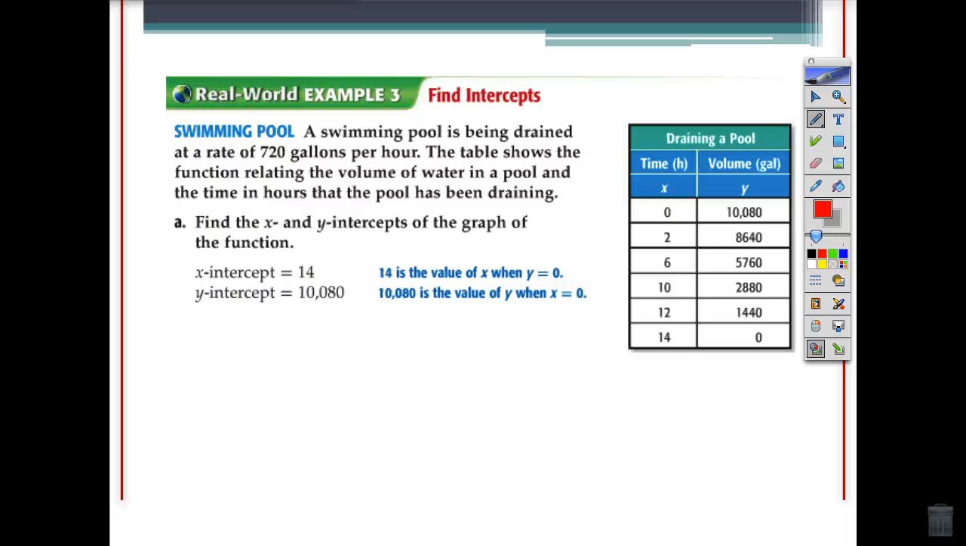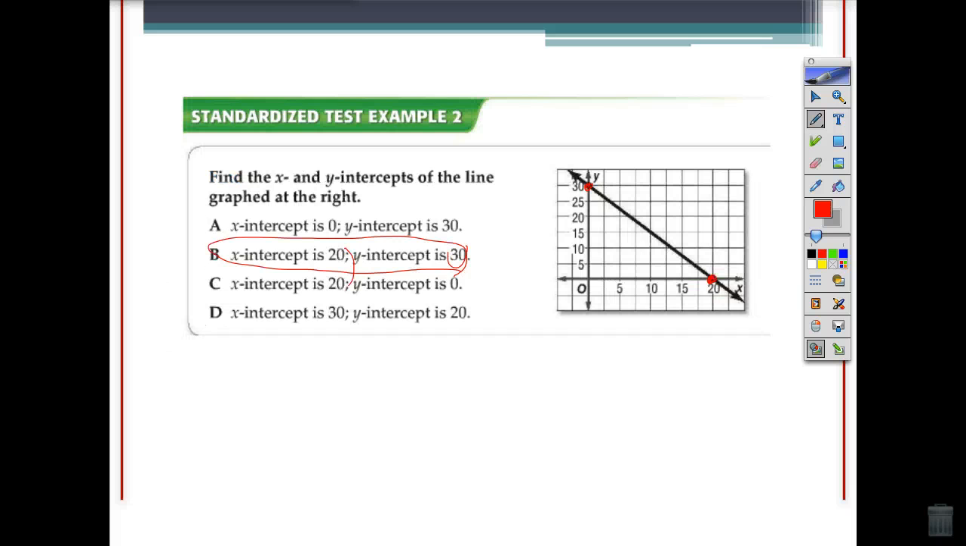Okay, if you notice on the graph, let's look at this one. The y-intercept is at a point where x is 0 and y is 30. The x-intercept is when x is 20 and y is 0. So when we're talking about the y-intercept, x is 0. When we're talking about the x-intercept, y is 0. Keep that in mind.